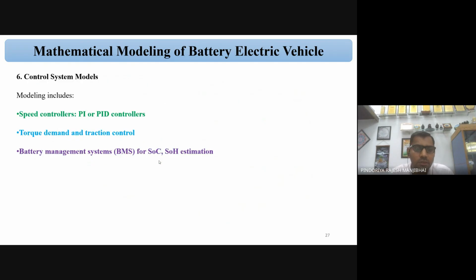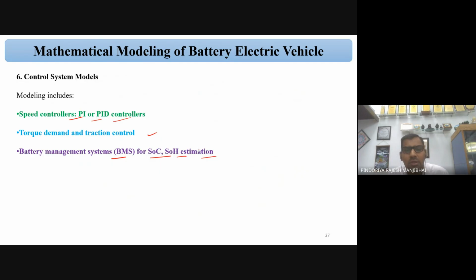In the control system, there is a last module: speed controllers, so PID controllers. There is a normal controller that you already implemented in the first semester for the induction motor, as well as a simple PID controller. Then torque demand and traction control, as well as your battery management system for the SOC and SOH estimation.